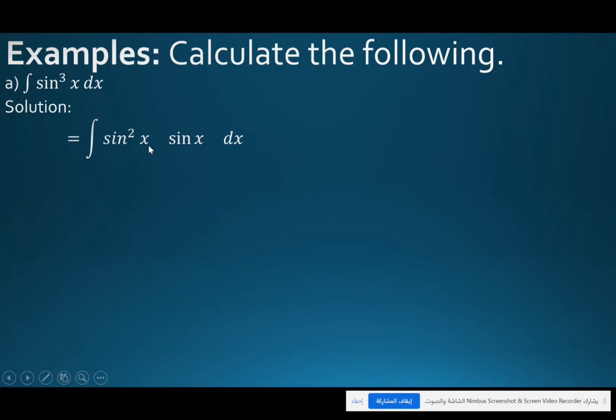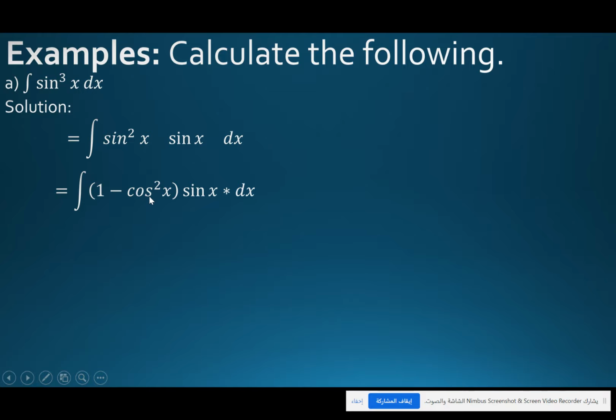Now, you have a rule for sine square, from the relations between sine and cosine, which is 1 minus cosine square x. Here you can see that we choose this relation and we didn't use the double angle identity, because you want to keep the angle the same. Here the angle is x and we keep it x. So don't use the double angle identity here. You should use the relation between sine and cosine.